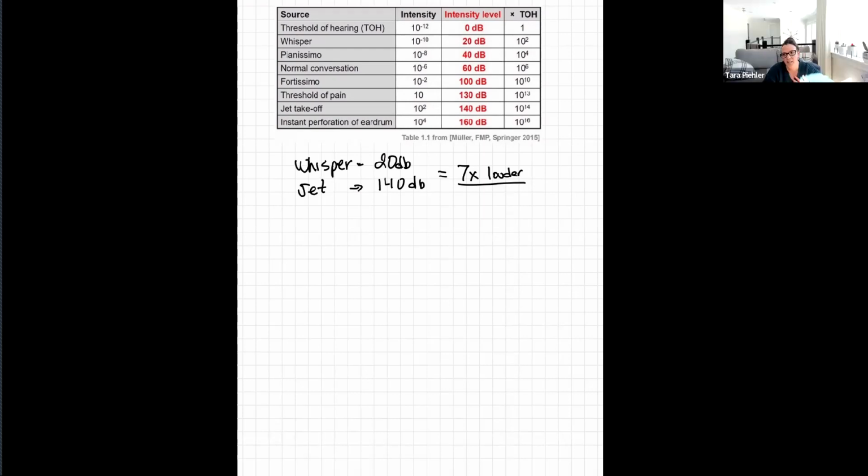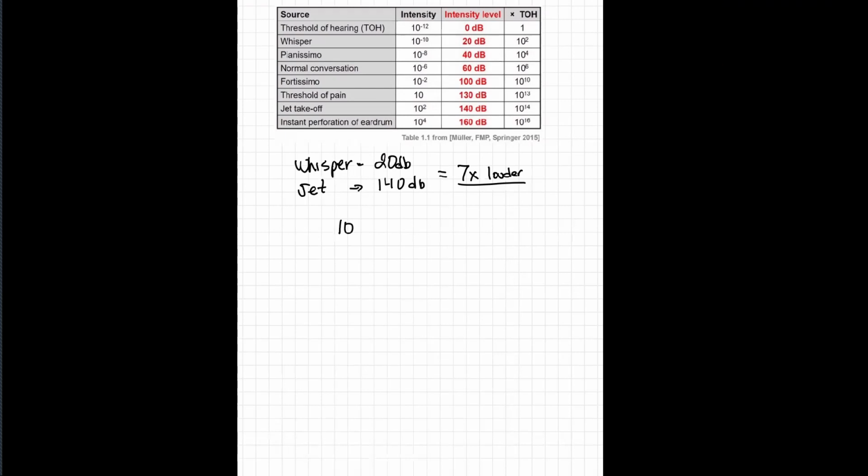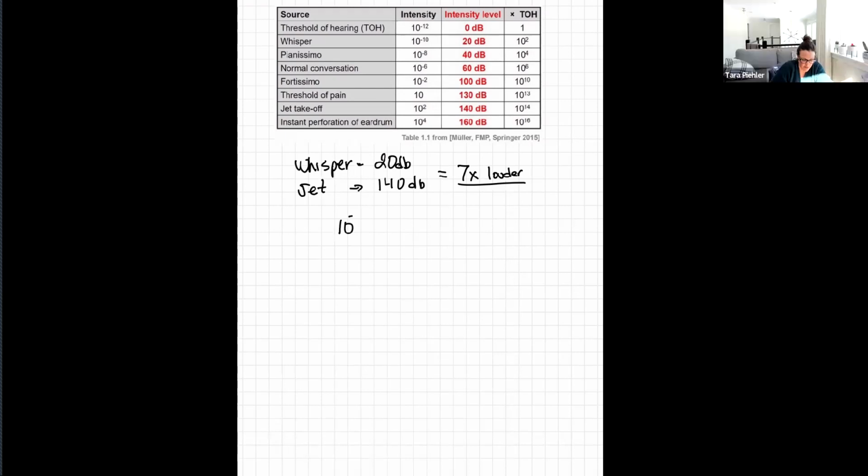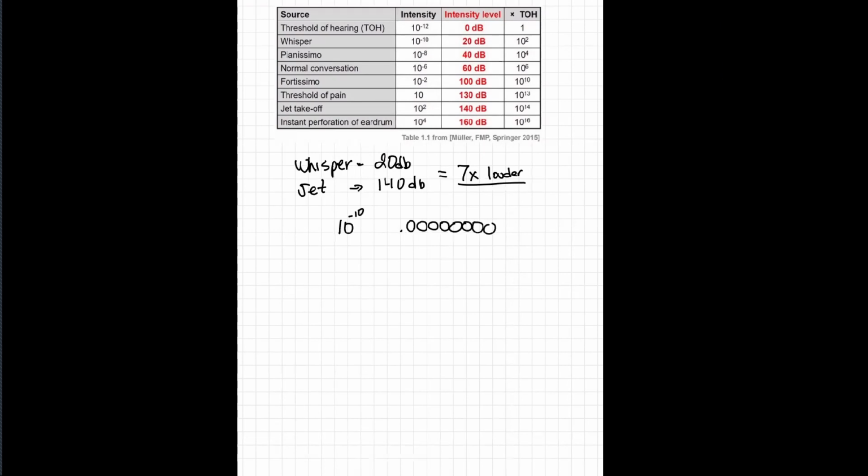You could use the threshold of hearing if you wanted, instead of doing the negative intensity numbers. So if I just took my threshold numbers, what is a whisper? 20 decibels, or 10 to the negative 10th intensity. So we could do the negative number, 10 to the negative 10. And what does that mean? That means it's 0.1, 2, 3, 4, 5, 6, 7, 8, 9, 10. Yep. That is a whisper.